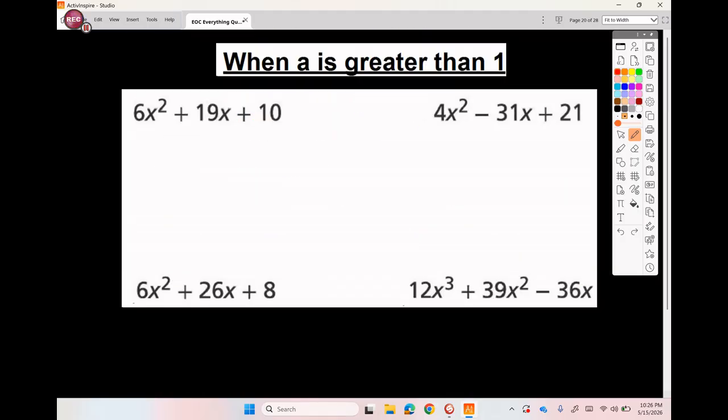So now we get to this method here, this way of factoring numbers where the a value is bigger than 1 in the front. If it's bigger than 1, even after you take out the common factor, then you have to use a different method to solve it. The other method is just not going to work.